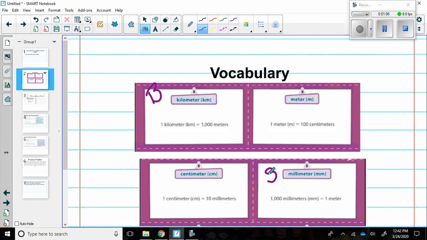In your notebook, you'll need to write kilometer and note that a kilometer is equal to 1,000 meters. Write that a meter is 100 centimeters. You need to write that a centimeter is equal to 10 millimeters, and 1,000 millimeters is equal to 1 meter. After you're finished writing these notes in your notebook, press play to continue.